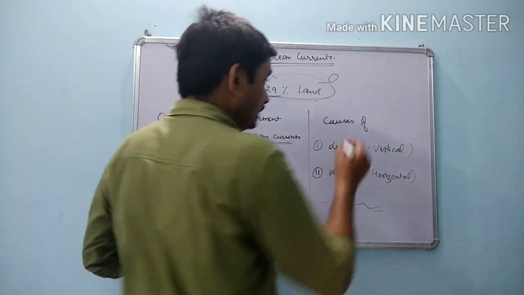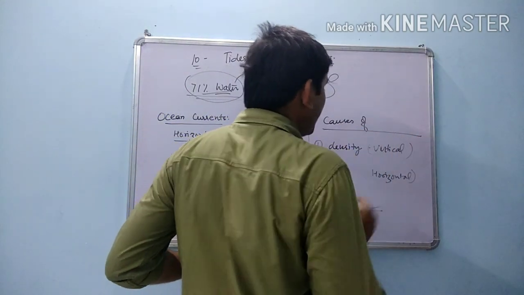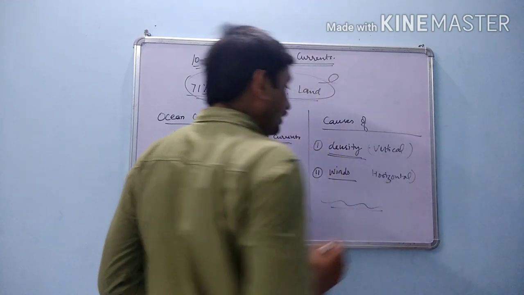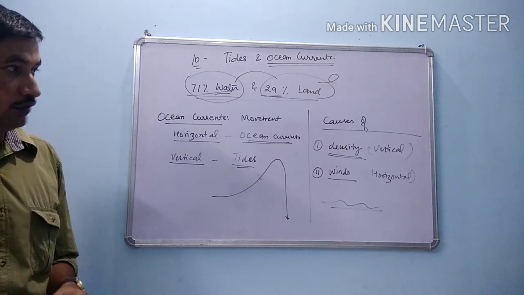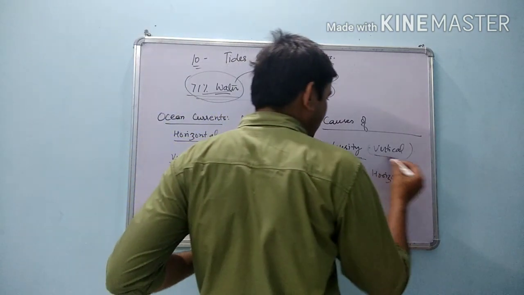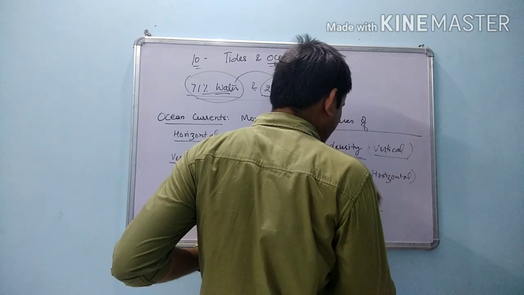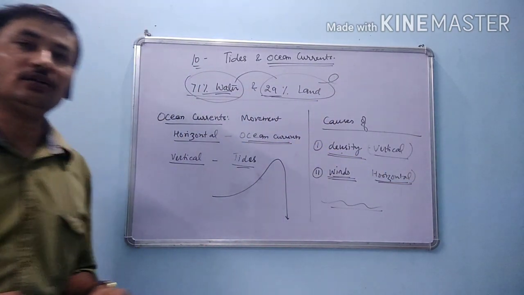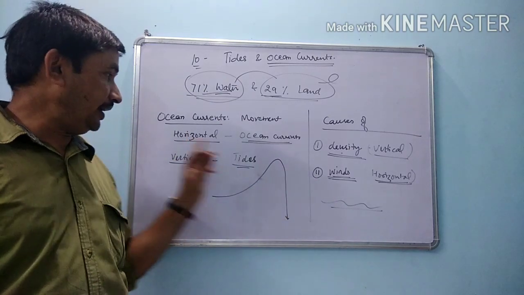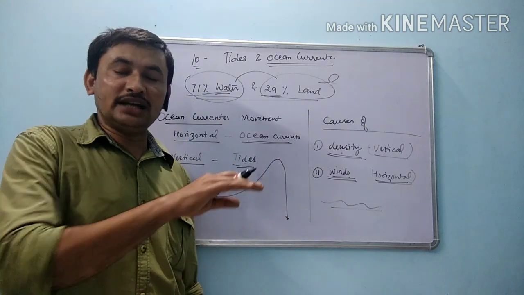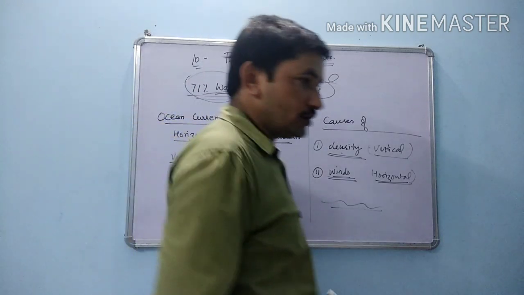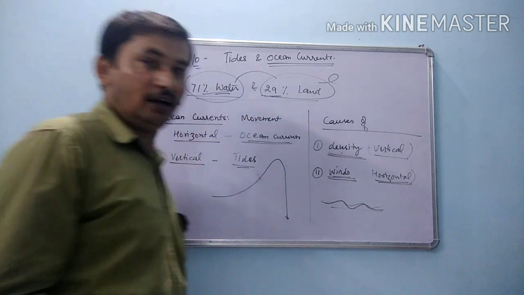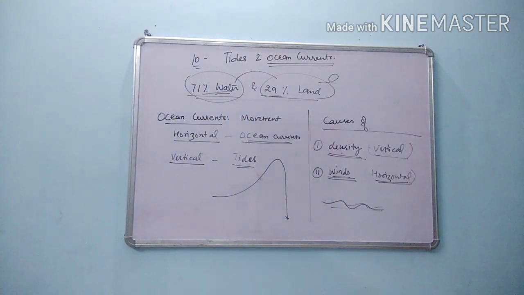Next, what are the causes of this movement? First one is the density of the water and winds. Vertical movement is affected by the density, and winds cause the horizontal movement of the water. Winds, horizontal movement, this one. They will touch the surface and apply force to make the horizontal movement of the water.